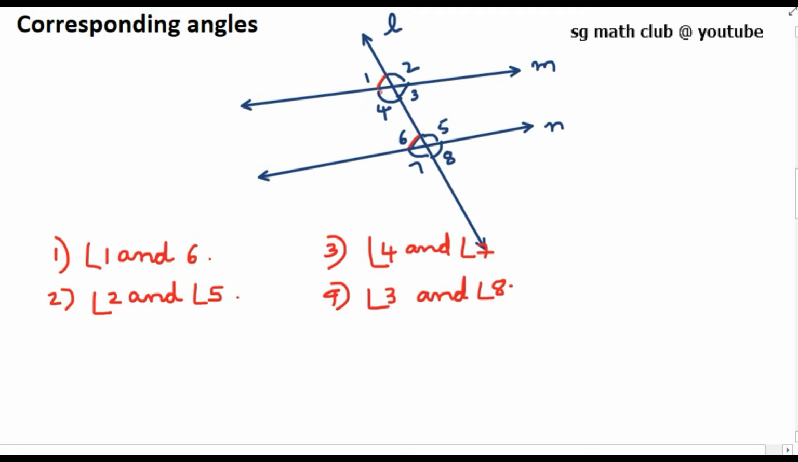We can remember it in such a way that the left side above the line will form one pair of corresponding angles. Again, left side below the line, you can remember like that, 4 and 7. Again 2 and 5, 3 and 8. Right side above the line, again right side below the line. So these are pairs of corresponding angles.